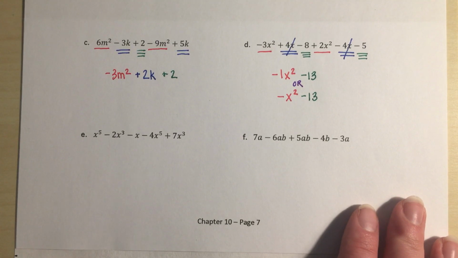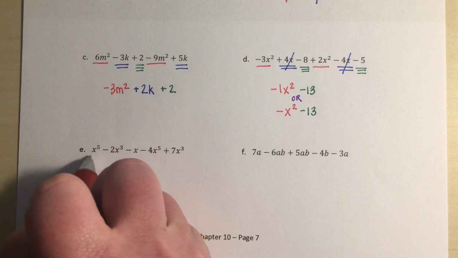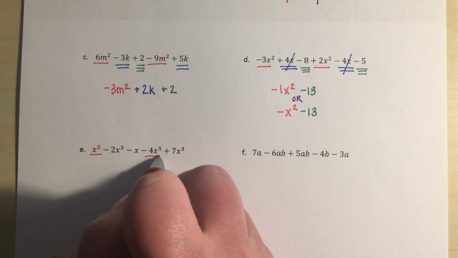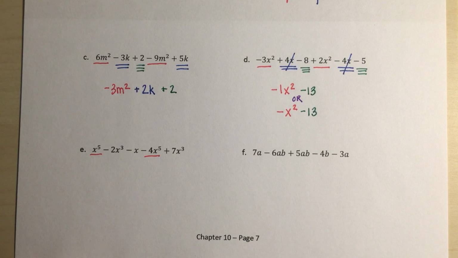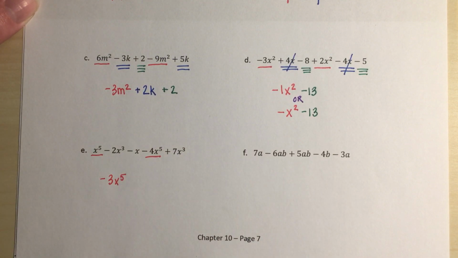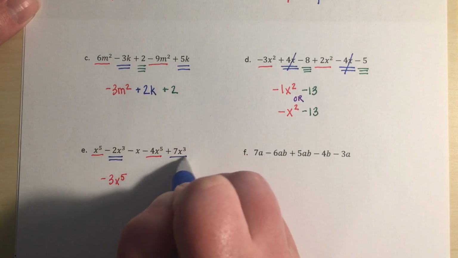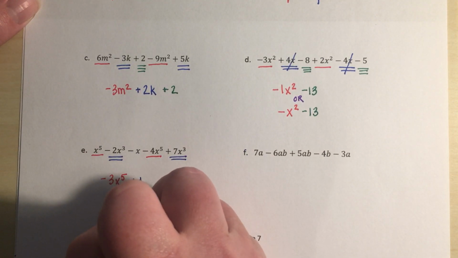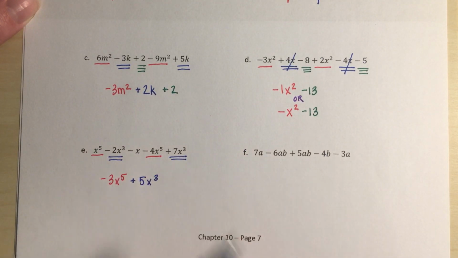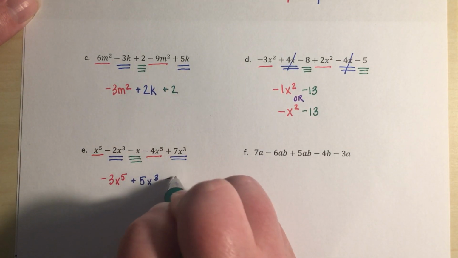Okay. All right, two more to go through. Our highest degree term is x to the 5th. A positive x to the 5th and a -4x to the 5th is going to give us a -3x to the 5th. A -2x to the 3rd and a positive 7x to the 3rd. Just like the last two, different signs, so we subtract. This time we have a positive 5x to the 3rd. And then our last term here is just a -x.